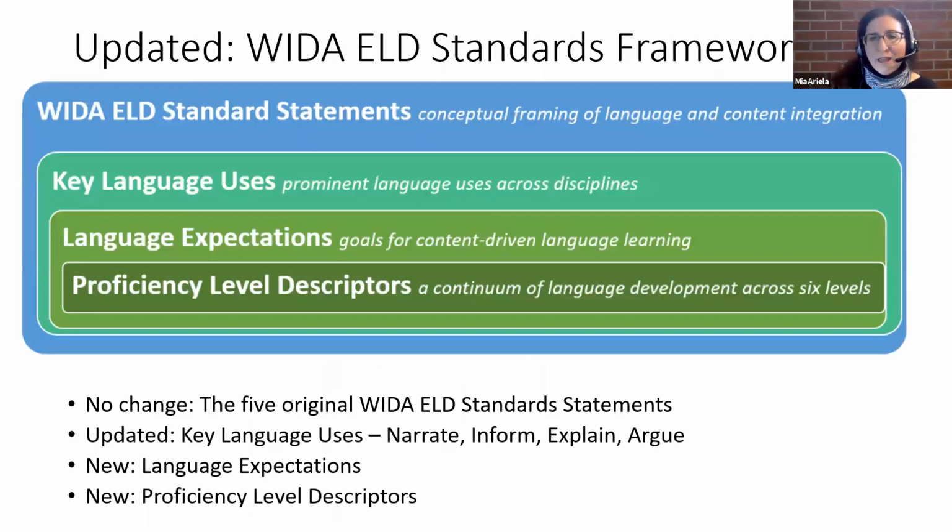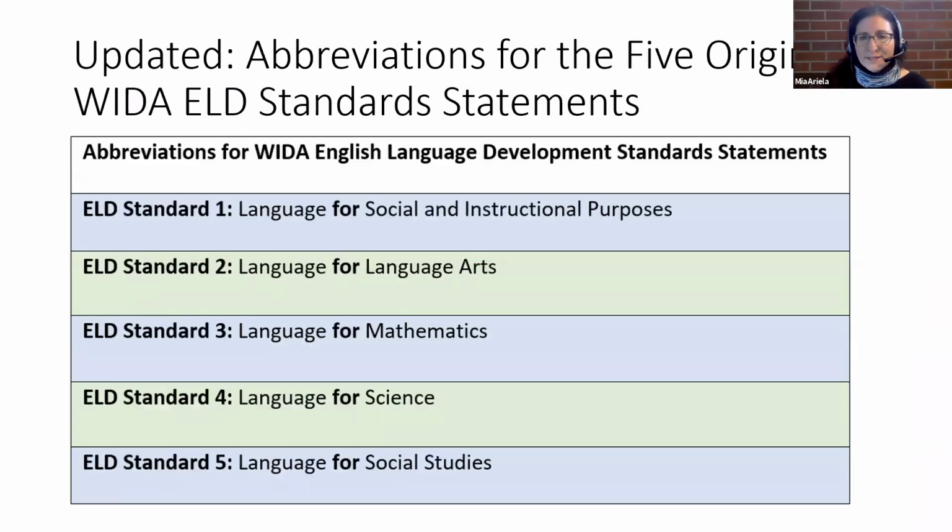One of the things that we notice as we see these WIDA ELD standards is that overarching conceptual framework of language and content right at the very top here. The next layer is language usage, right? It's that prominent language use across content areas. The next layer, if you look down, is language expectations, and that's really looking at helping our educators provide goals for content to drive our language instruction. And then if we look now to the next layer, it's really those proficiency level descriptors. Again, noticing that it is a continuum of language development across all 4 language domains. So let's dig into these standards.